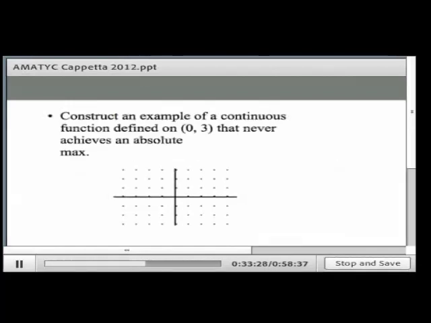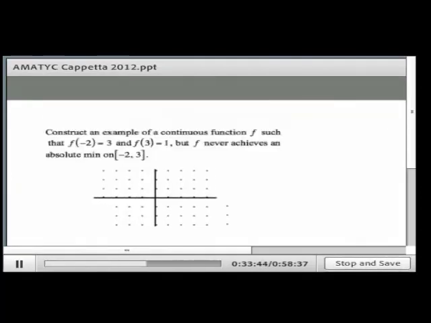All right, another construct an example question. Construct an example of a continuous function defined on 0, 3 that never achieves an absolute max. So we're getting at this notion of the extreme value theorem. Are there functions that can behave that way that never get there? And certainly there are. How about this one? Construct an example of a continuous function such that f of negative 2 is 3, f of 3 is 1, but f never achieves an absolute min on negative 2, 3.